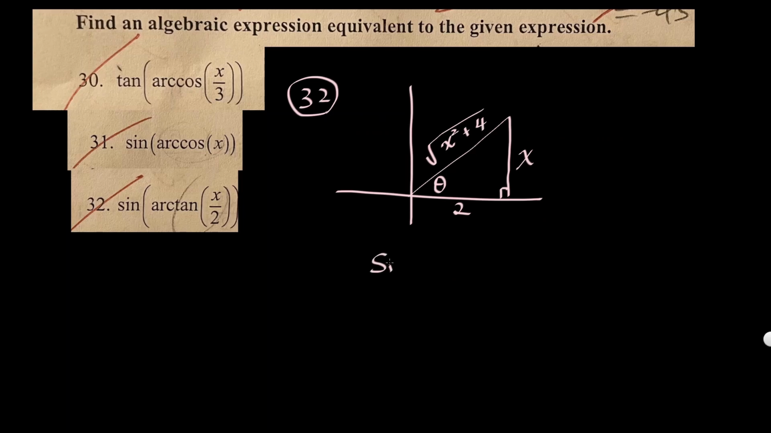And then we do sine. So sine of that theta is going to be opposite over hypotenuse, which is x over the square root of x squared plus 4. So that's how you do these 3 problems.